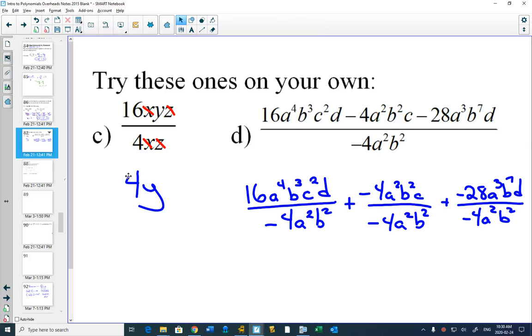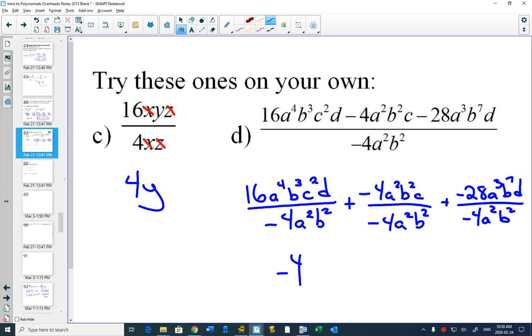So we have to do this extra step of writing them all over, and then we can look at each one separately. So 16 divided by negative 4. It'll be negative 4.